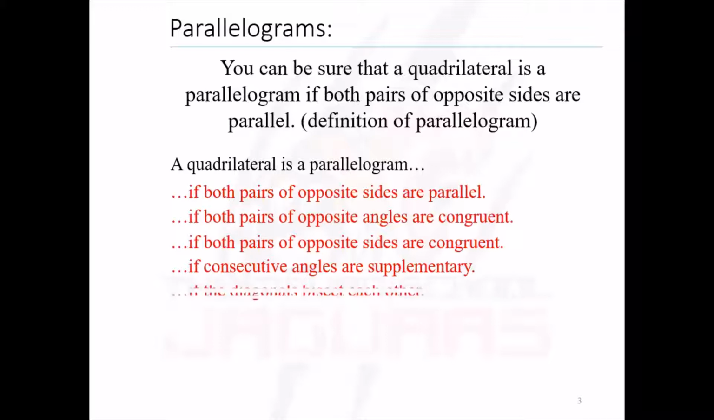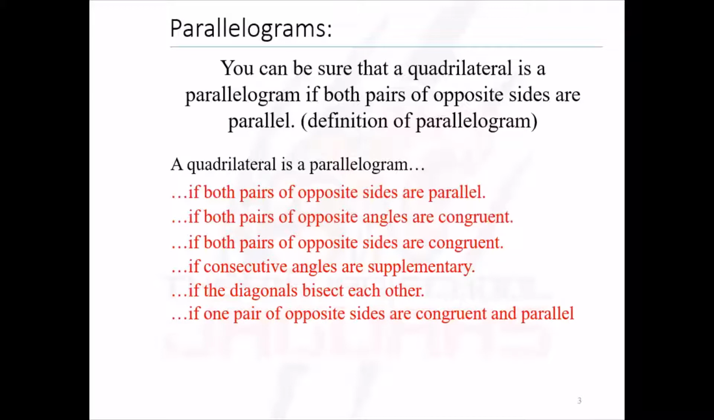Another way, if it happens that the diagonals of the quadrilateral bisect each other, that guarantees that this quadrilateral is a parallelogram. And another one, if one pair of opposite sides are congruent and parallel, that guarantees that the quadrilateral that we have is a parallelogram. Now, having this in mind, I hope that you can copy this in your notebook, or that you can have this in hand, because these are the ways that we're going to prove that the quadrilateral is a parallelogram.